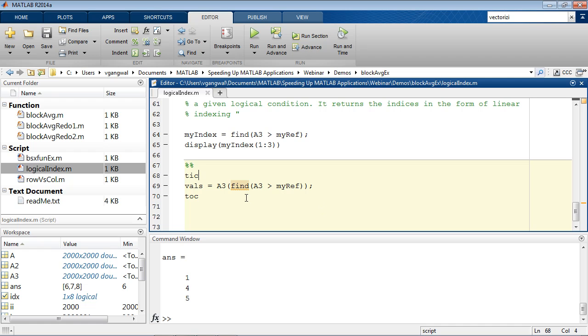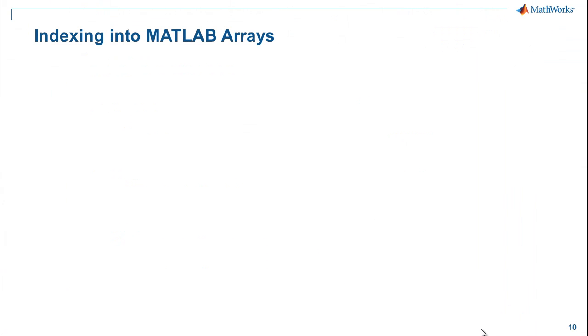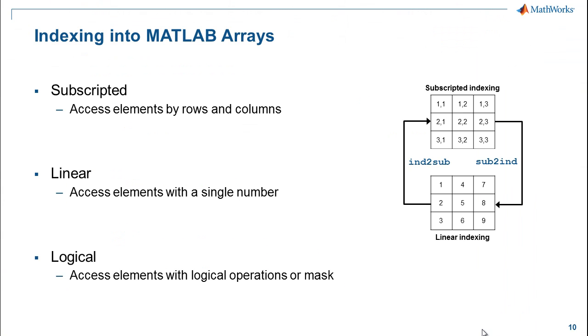So when I'm using find, I'm finding those linear indexes and then indexing into A3. And as I said, linear indexing is faster than subscripted indexing. So this is faster than the nested for loop, but it is not as fast as logical indexing. For this particular example, we saw that logical indexing is faster than using find, and both of them are way faster than using subscripted indexing and a nested for loop to iterate over each element. So simply by changing the way you are indexing into an array, you can get better performance.